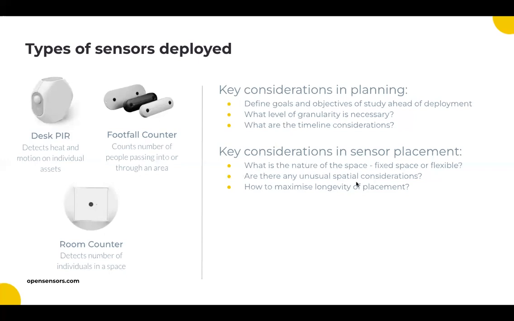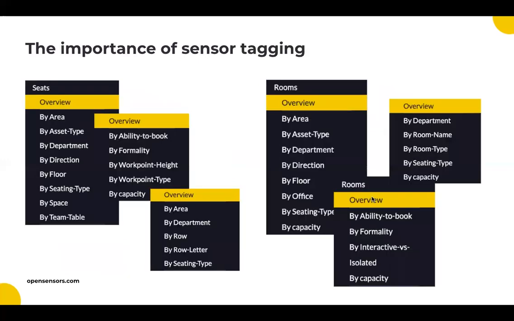So now that we've got the, I guess, technical part of it going, it's time to talk about how we then start to understand this data. And key to this is what we call sensor tagging. So the sensors obviously are attached to assets and placed throughout the office, but it's not just a case of this sensor is triggered. You then get to define what that sensor is.